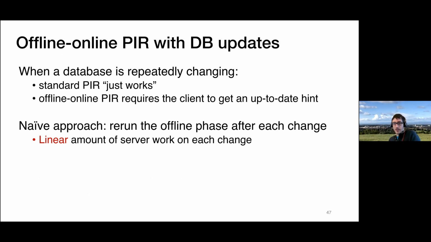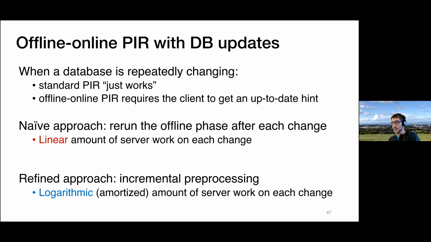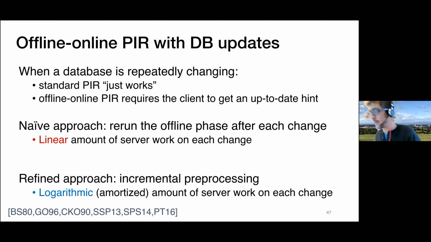However, in the offline-online phase, the client stores this hint, and now you run into a state discrepancy between the client state and the actual database. And if you just want to process this naively, you need to rerun the offline phase after each change. And remember, our offline phase is expensive, so this would result in a linear amount of server work on each change. And our refined approach, which is inspired by very similar ideas in the data structure literature, as well as in crypto for things like ORAM and updatable encryption and this kind of stuff.